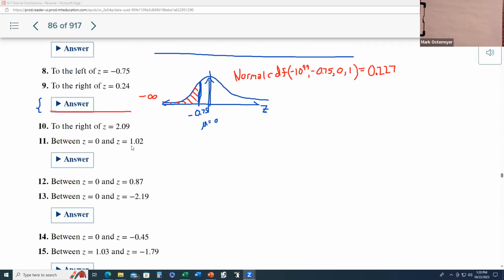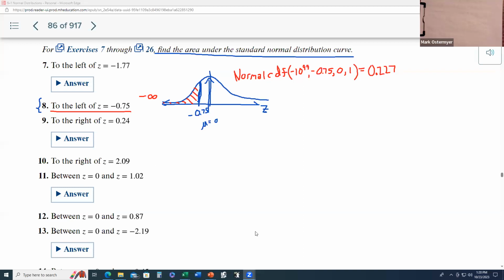Now, ladies and gentlemen, I want you to do number 9. Just roll number 9 into classwork number 1. Compute the area to the right of z equals 0.24. Or that's saying compute the probability that z is greater than. And again, whether you want to put the equal sign or not is up to you. It doesn't matter. We're talking about an interval always with continuous distributions. Okay, so go ahead and compute this probability or find that area.